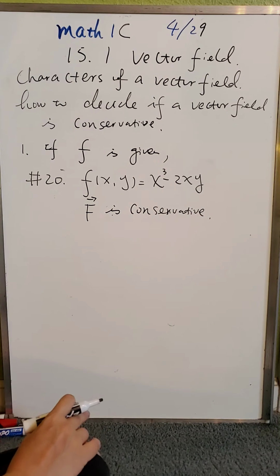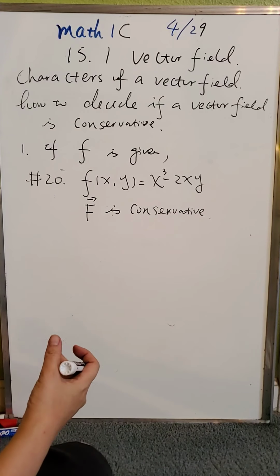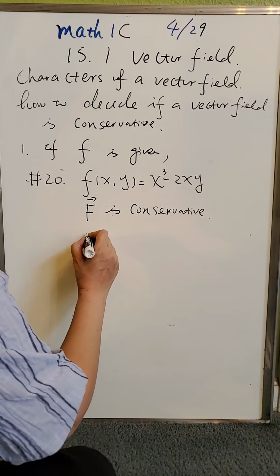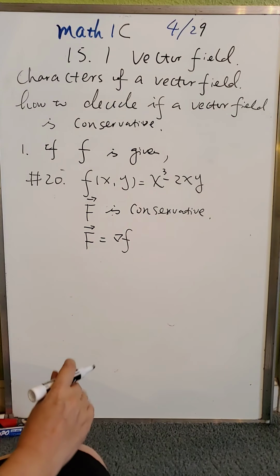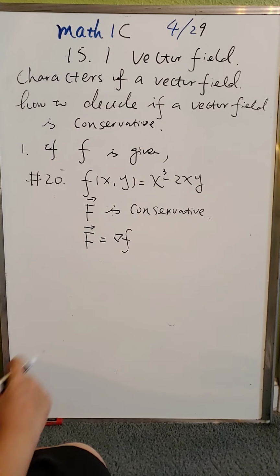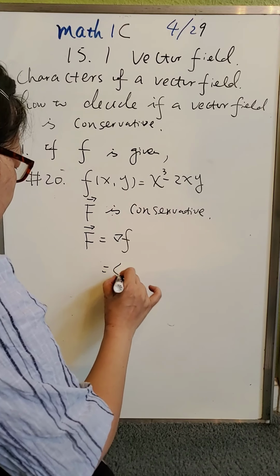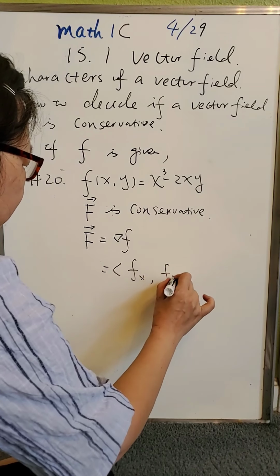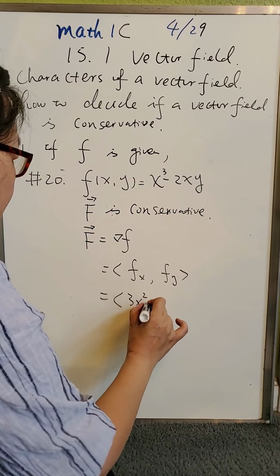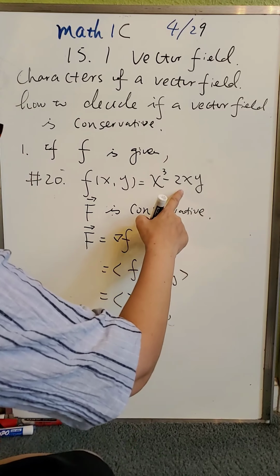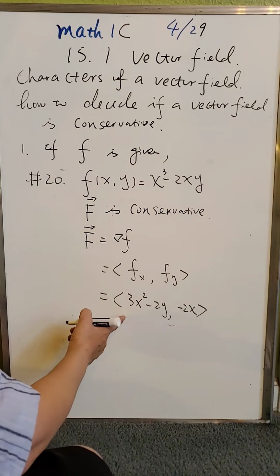Okay, so they ask you, if F is conservative, what kind of solution can you get from here? Well, obviously, because F is conservative, that means F should equal this. Then you will find out what F is equal to. They tell us it's conservative, so this will come out automatically. So these just equal fx, fy, and fx equals 3x squared minus 2y. fy is equal to negative 2x. So that is the vector function.